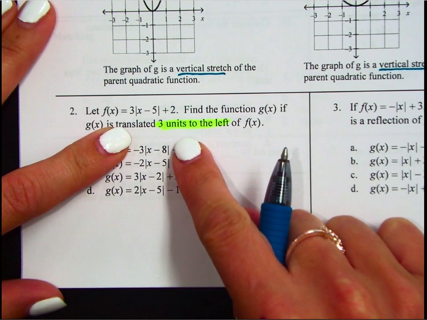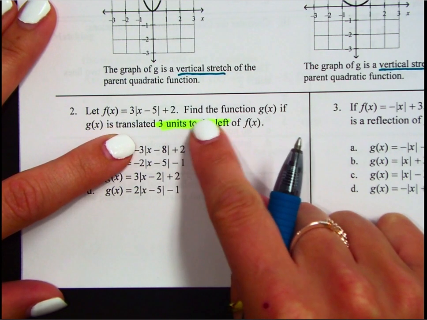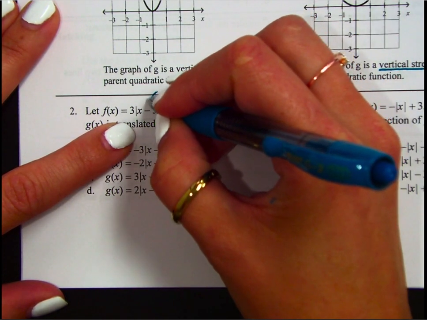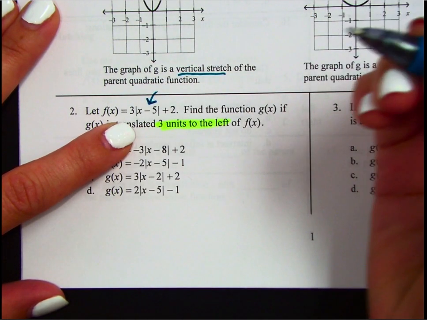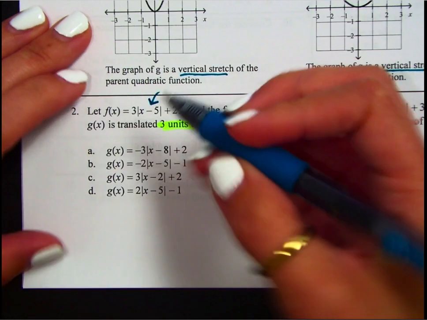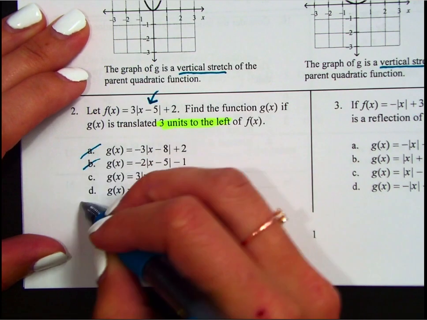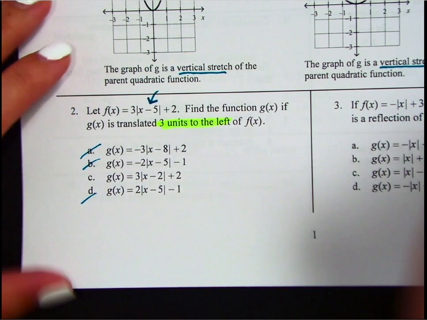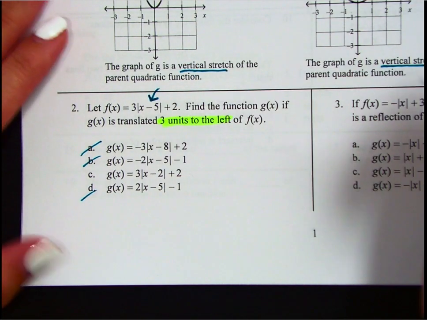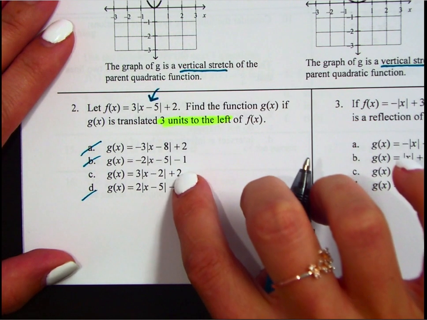So what we want to remember is whenever we are translating left or right, that's going to affect the inside here of my absolute value. So the 3 on the outside is going to stay. And then the k value on the outside, the plus 2, is also going to stay as plus 2, so that's looking good here.